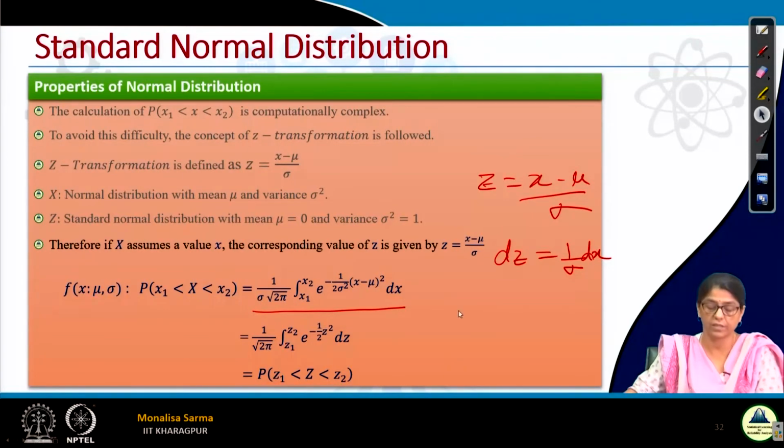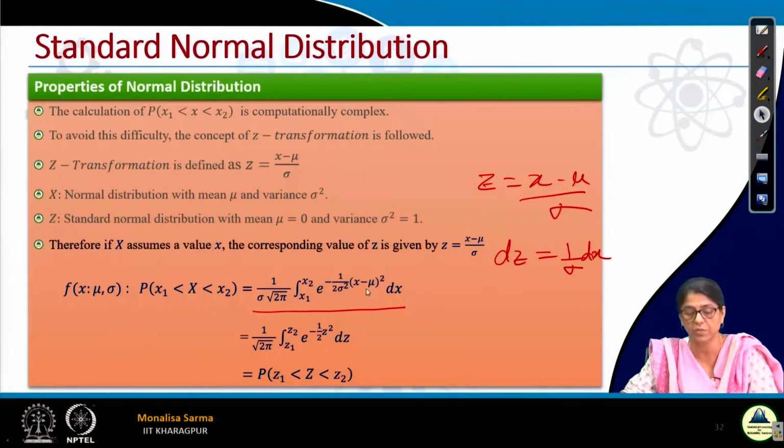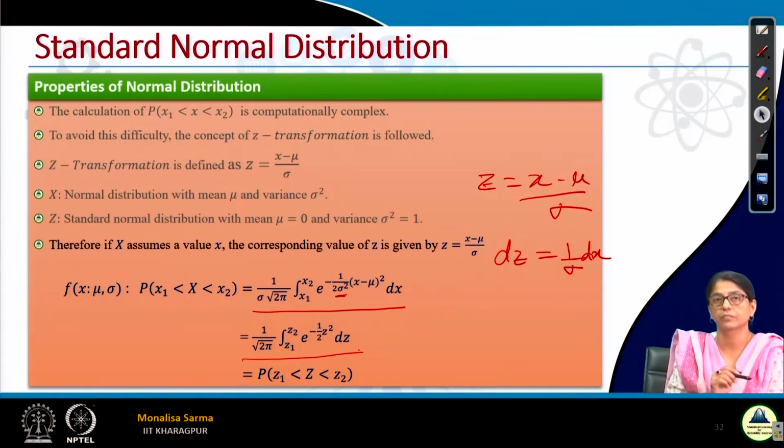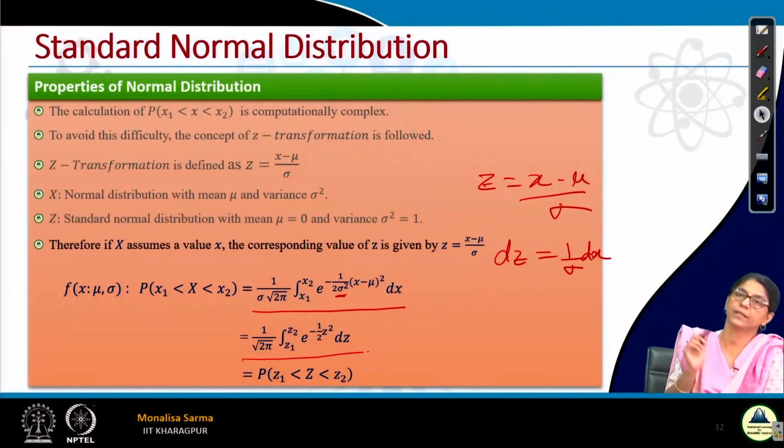So, here in this, if I substitute (x minus mu) whole square by sigma square by z, and then substitute dx by sigma dz, I will get this, okay, and this value I can get from the table.